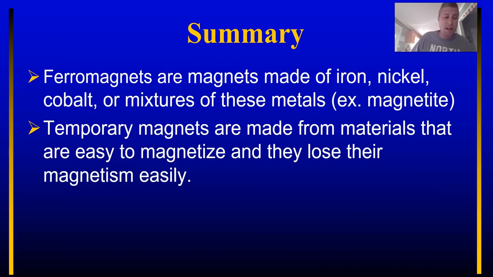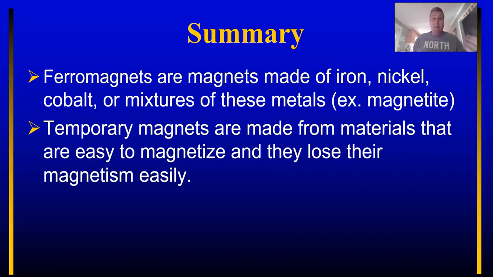All right, so to summarize, ferromagnets are the magnets that we're used to, the ones made out of metal. They're made of iron, nickel, cobalt, or a mixture, like nails, steel, things like that, which are alloys mixed together of these elements. And ferromagnets hold their magnetism. They're permanent magnets, unless you put them in a superheated environment or a strong magnetic environment to demagnetize them, such as magnetite.